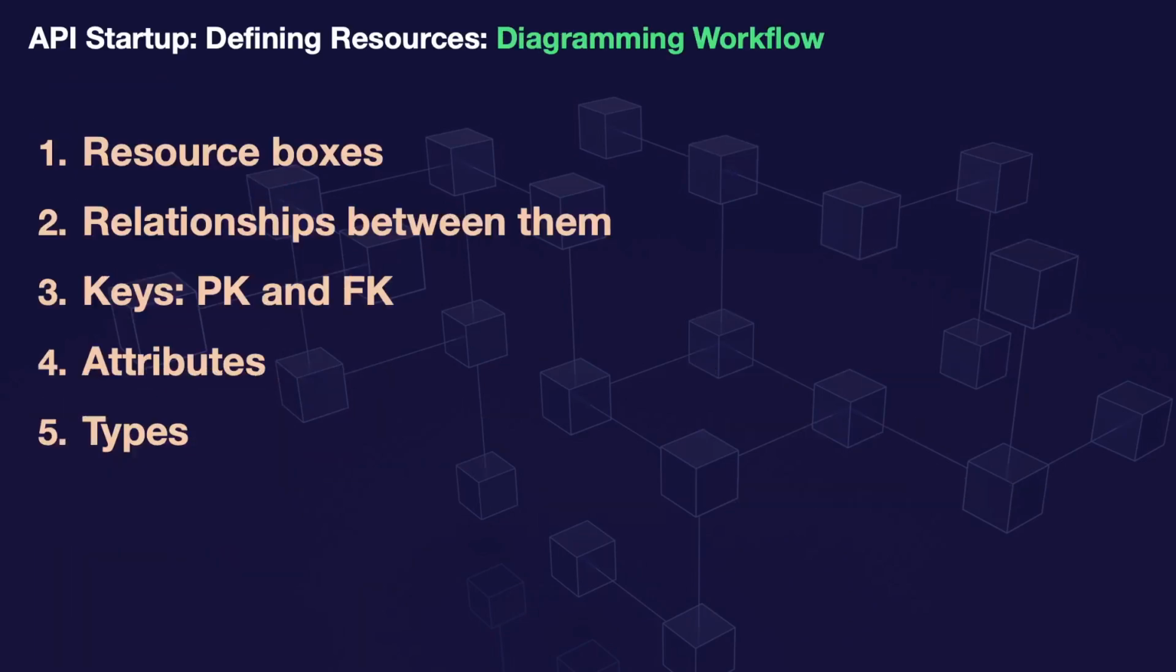We are going to be diagramming these resources and relationships, and it's a very easy workflow to diagram these. One, we start with some resource boxes, just identifying at the highest level what are the resources. Next, we start making relations between them. Next, we look at primary keys and foreign keys, how they relate. Then we start filling in attributes and types of the attributes.